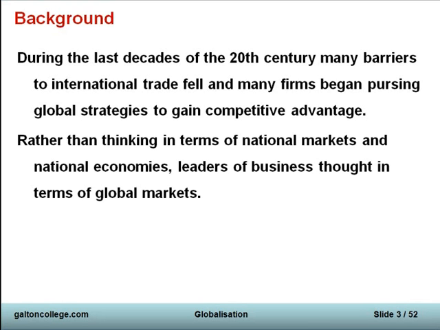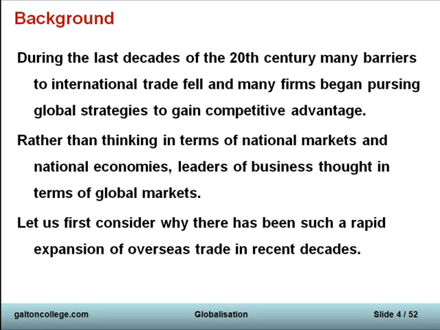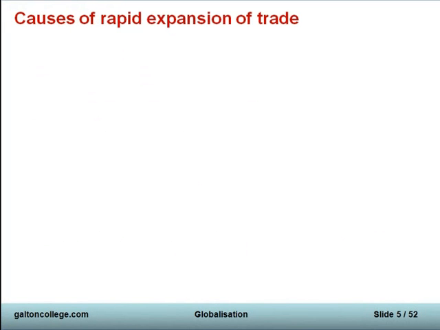So rather than thinking in national markets or in terms of national economies, business leaders have started to think in terms of global markets. Now we need to have a look to see why this has happened. Why in particular recently has it happened? Why didn't it happen 100 years ago or whatever? So we need to look at the causes of this. And specifically we'll look at the very rapid expansion of trade over probably the last 10, 20, 30 years.